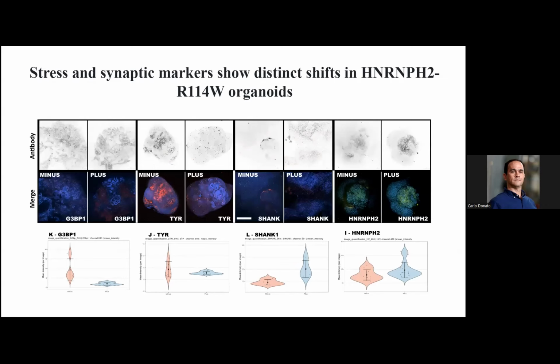After confirming maturation, we check a few more phenotype panels for stress, pigmentation, and synaptic markers. We measure G3BP1, tyrosinase, SHANK1, and H2, and see that both genotypes express these markers, though some profiles differ between minus and plus. And these divergent profiles raise a key question. Could this early hint signal deeper disruptions in RNA processing, such as splicing shifts? And to address that, we move to a transcriptome-wide approach.